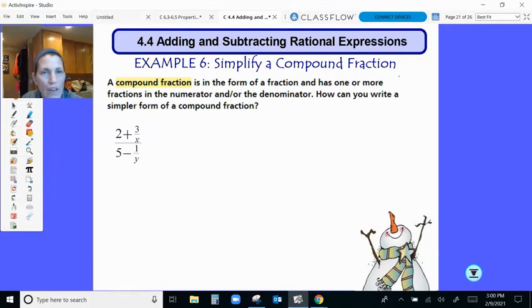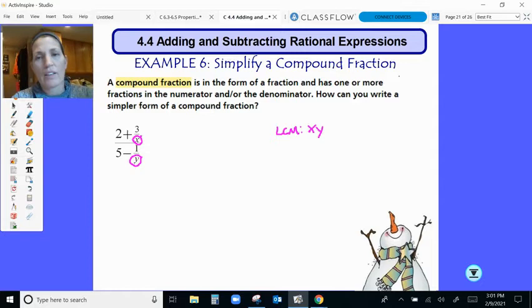Now we're going to look at a compound fraction. So first of all, what is a compound fraction? It is in the form of a fraction and has one or more fractions in the numerator or the denominator. So you have like a fraction within a fraction. How can you simplify this compound fraction? Well, it's quite simple. What we want to do is find the least common multiple between my denominators on the top and bottom. So what is my LCM between x and y?